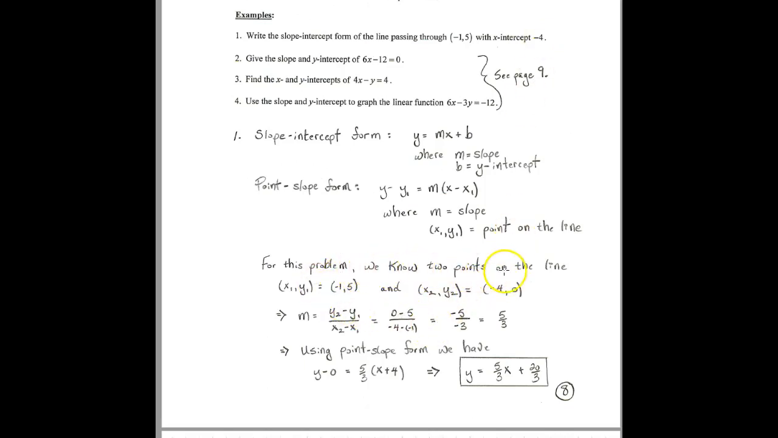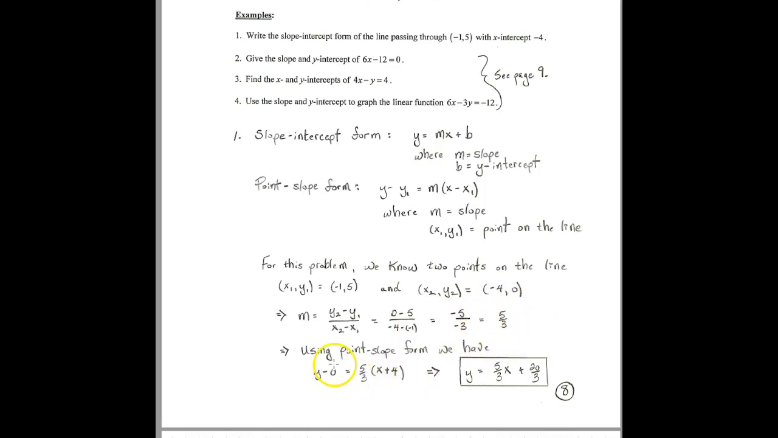So we have 2 points on the line: x1, y1 is -1, 5, and x2, y2, we'll call it, is -4, 0. It doesn't matter which one you label that way, but I needed to label this second point x2, y2 so I could use the equation for the slope of a line, which is essentially the change in y divided by the change in x. So y2 minus y1 would be 0 minus 5, and x2 minus x1 would be -4 minus -1, or -3. So the slope then is 5/3.